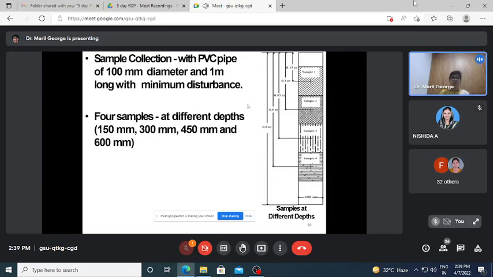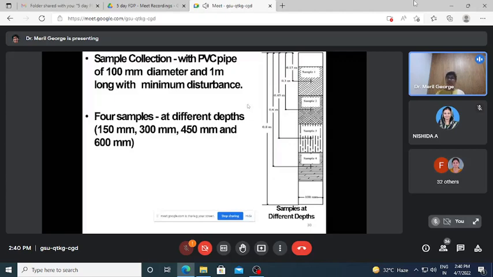How it was collected: we used a PVC pipe of 100 mm diameter, introduced at the required positions, one at 200 millimeter radial distance and one at 400 millimeter, and taken out with minimum disturbance. This was separated into 4 samples at 150 millimeter depth, 300, 450 and 600 millimeter, and the geotechnical properties of these samples were analyzed.